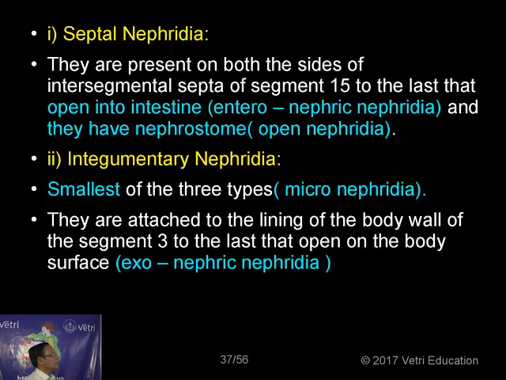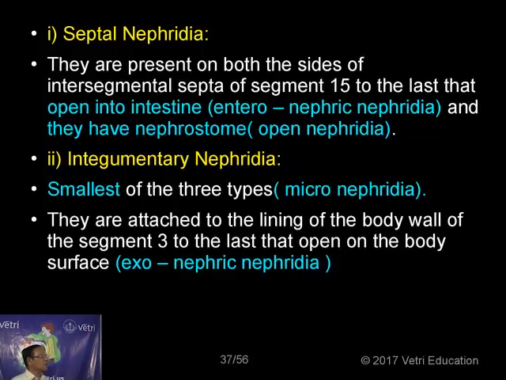Now the next one, integumentary nephridia. Compared to the septal ones, which are present from the 15th segment till the end, not before that, after the glandular thickening called the clitellum, which covers segments 14, 15, 16, we have the micronephridia. They are actually integumentary nephridia, because they open to the exterior through small openings on the skin. They are the smallest of the three types.